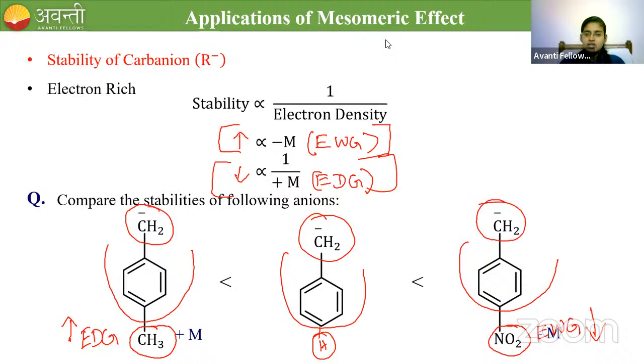Is it clear now? So just take down this relation. If you're having an electron withdrawing group attached to the carbanion containing ring, then that will be more stable, and electron donating group containing carbanion will be least stable. So is it clear now? Pragati, has your doubt got solved? Shall we go for the next slide?